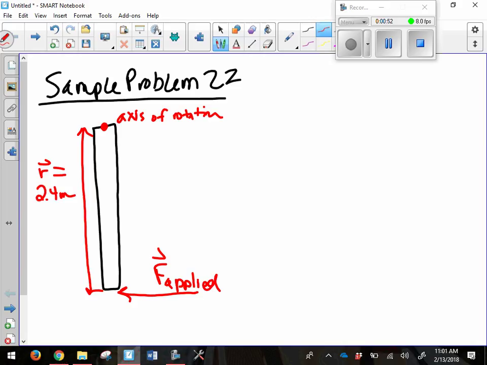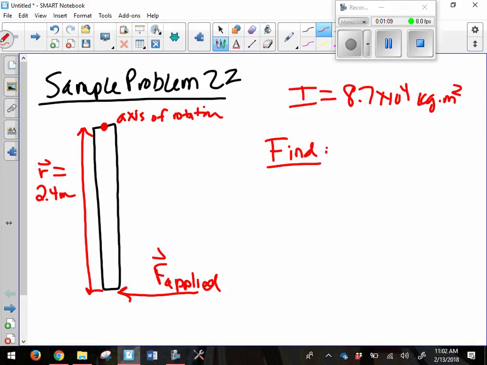Okay. And we know what the rotational inertia of the door is, because that would be kind of hard to figure out. And then what were we trying to find? What does the problem say we're supposed to find? Okay, so we're supposed to find F applied.